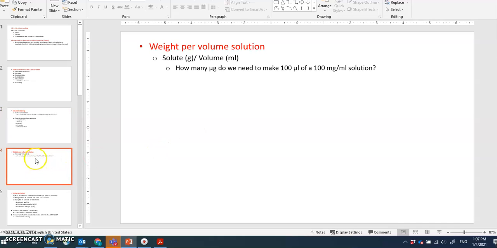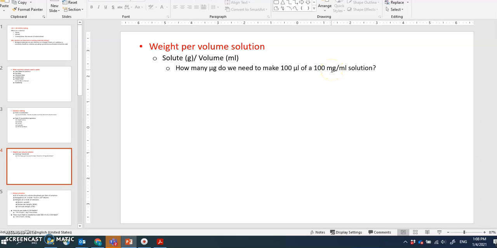Okay. So first, weight per volume solution. Like I said, a given amount of solute in weight, grams, per the total volume is how you're going to make a solution. So for example, how many milligrams do we need to make 100 microliters of a solution that will have 100 milligrams per milliliter concentration? That's the weight, 100 milligrams per every ml of the total solution. Okay, so in every 1 ml you need 100 milligrams of the solute, right?